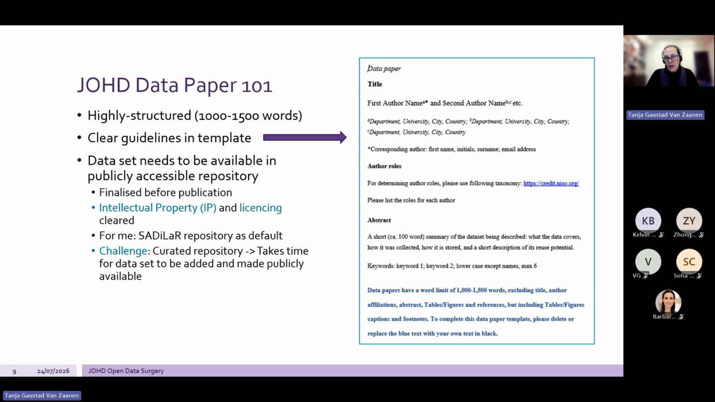One thing that is important to remember before you start writing your data paper is that preferably your data set should already be available in a publicly accessible repository. So that means you should have cleared your intellectual property, hopefully before you started collecting your data, and you should have your licensing in order as well.